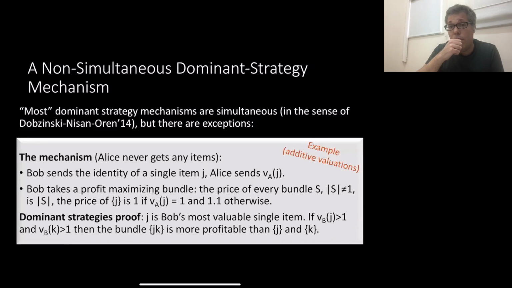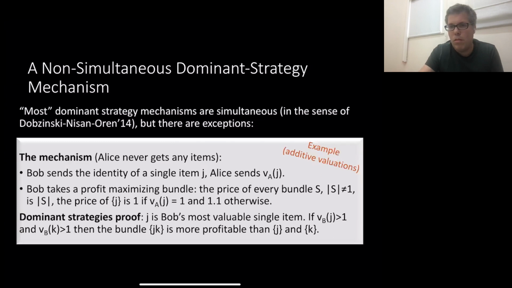So what? No, I don't understand. I might be missing something, but okay, here is a question. Does there exist a non-simultaneous dominant strategy mechanism for 2 players in which one of the players is not excluded?